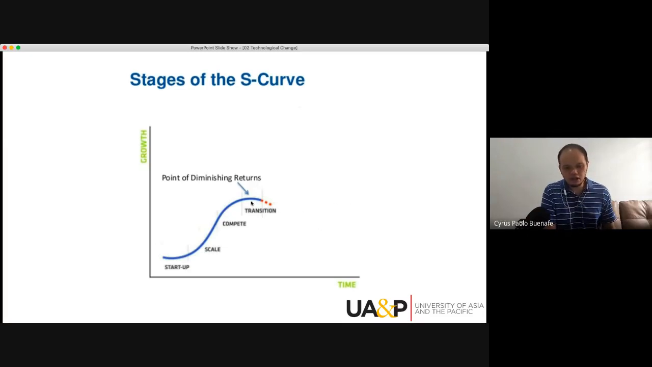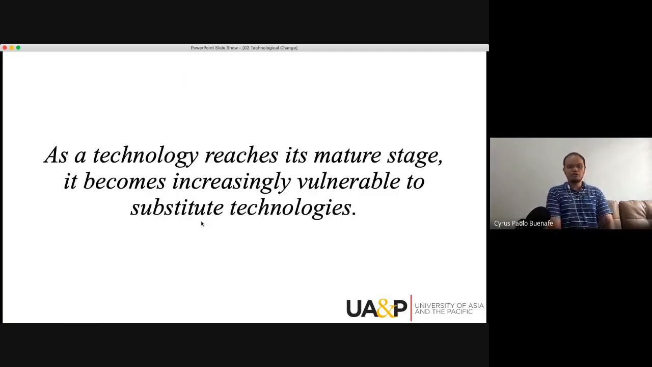So the compete and the transition stage, these are normally the mature stages. You're starting to get that feel that there's not a lot of things that you can do with the technology further. Now, as the technology reaches its mature stage, it becomes increasingly vulnerable to substitute technologies. You can probably look at this from the perspective that other technologies can be your competitor. So, if you're dealing with technology A, and there are other substitute technologies, technology B, technology C, you might look at these technologies as competitors, but they're actually not, right?